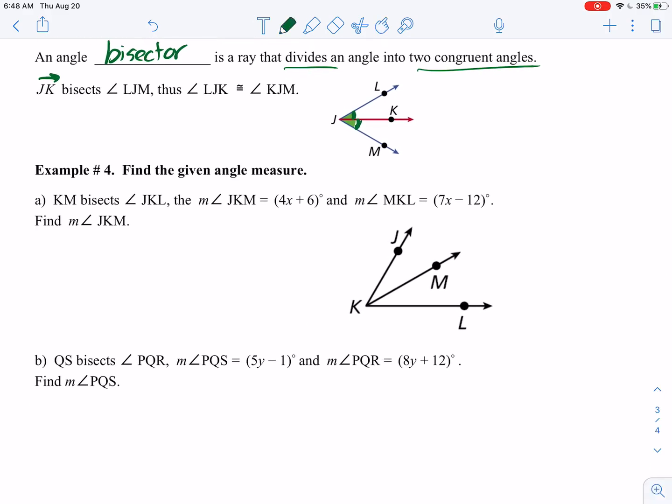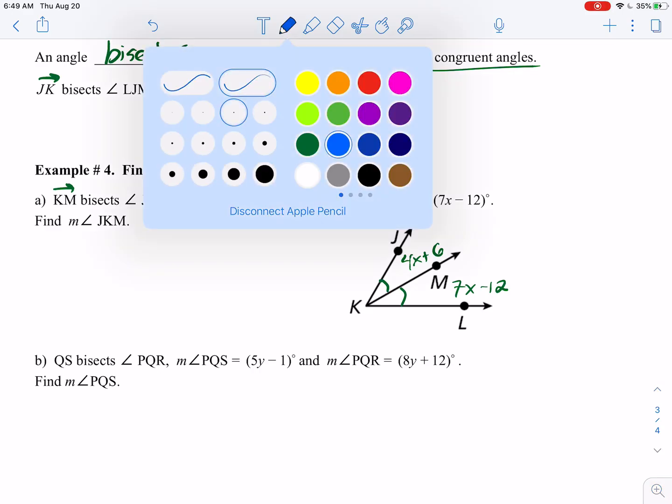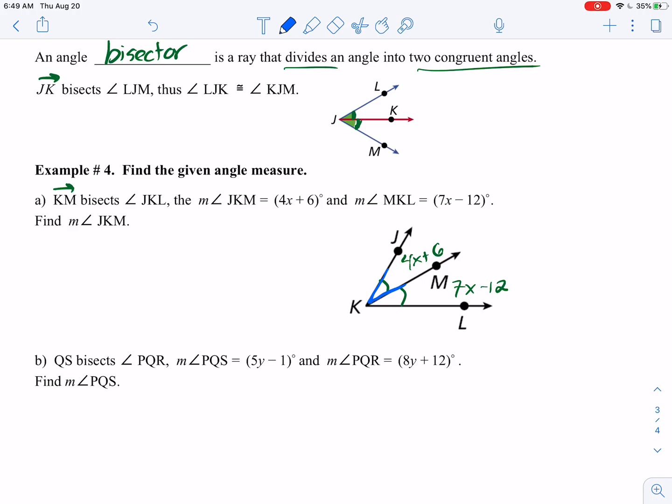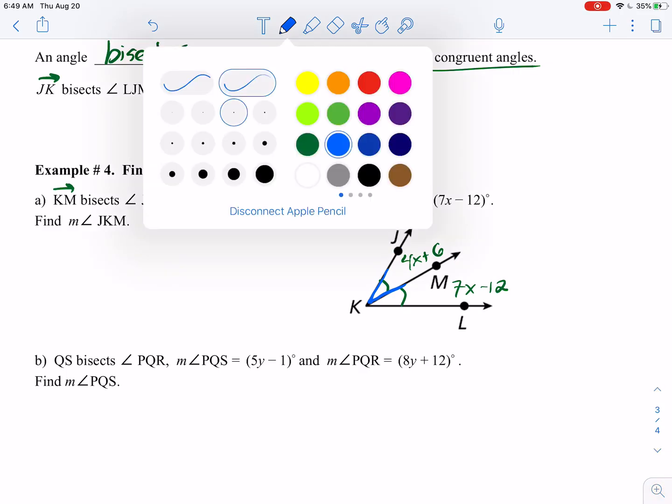You are told that KM bisects angle JKL. So let's put those congruent markings on these two angles. Then you're also told the measure of angle JKM is 4x plus 6, and the measure of MKL is 7x minus 12. We want to find the measure of JKM, which is this angle. The measure does not mean, oh, it's 4x plus 6. No, I want to know what that exact measure is, which means we need to solve for x first.